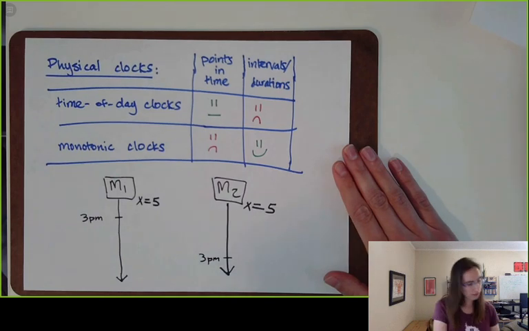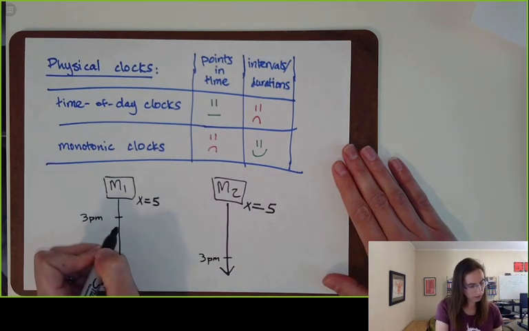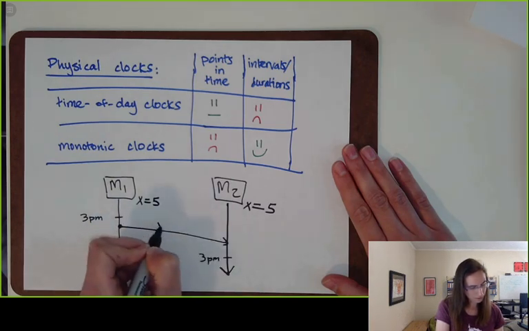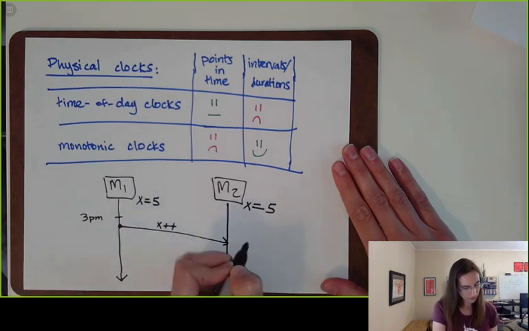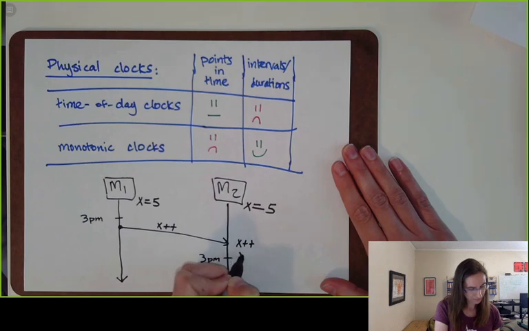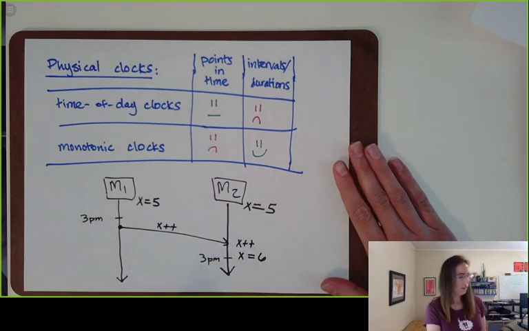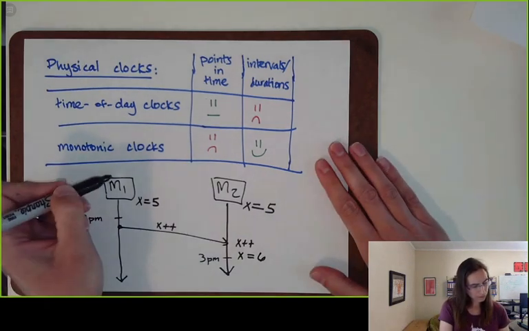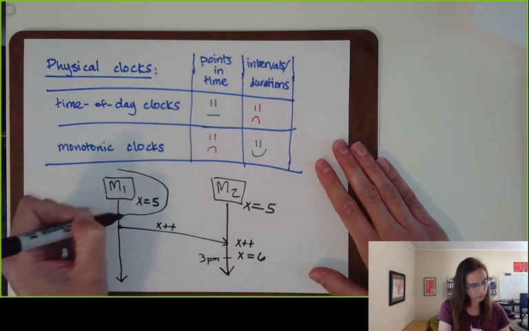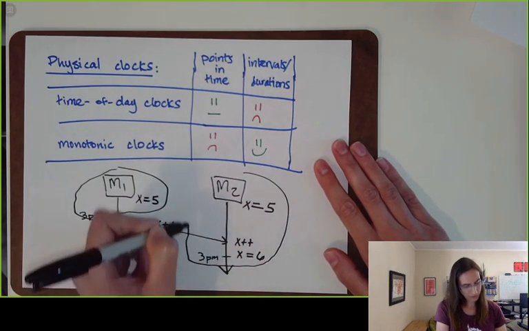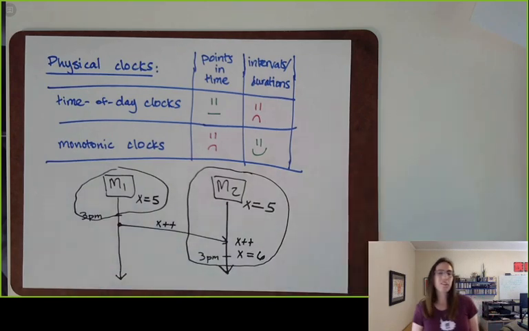Well, let's say that M1 sends M2 a message to increment x. So that increment, let's say, takes place here, and now x is 6. Let's say that these machines are supposed to take a snapshot of what they're doing at 3 p.m. Well, M1's snapshot looks like this. M2's snapshot looks like this. We go and compare the snapshots later on.